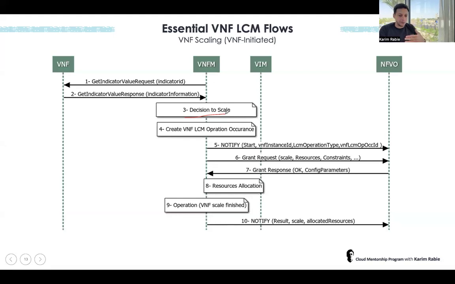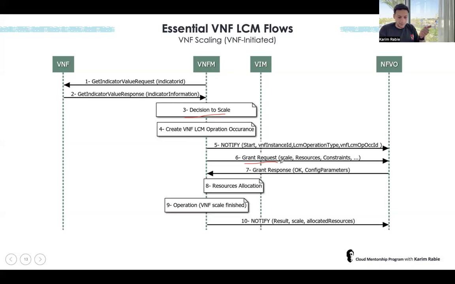Internally, VNFM gets ready for that operation by creating a VNF LCM operation occurrence and giving it an ID, and then goes to the NFVO and notifies it that, you know what, I've started to create a new lifecycle management procedure. In step 6, the basic step, VNFM cannot do scaling without the consultation of the NFVO, without the blessing of the NFVO. So in step 6, as a VNFM, I ask the NFVO to grant my lifecycle management procedure. Please grant me request to do scaling.